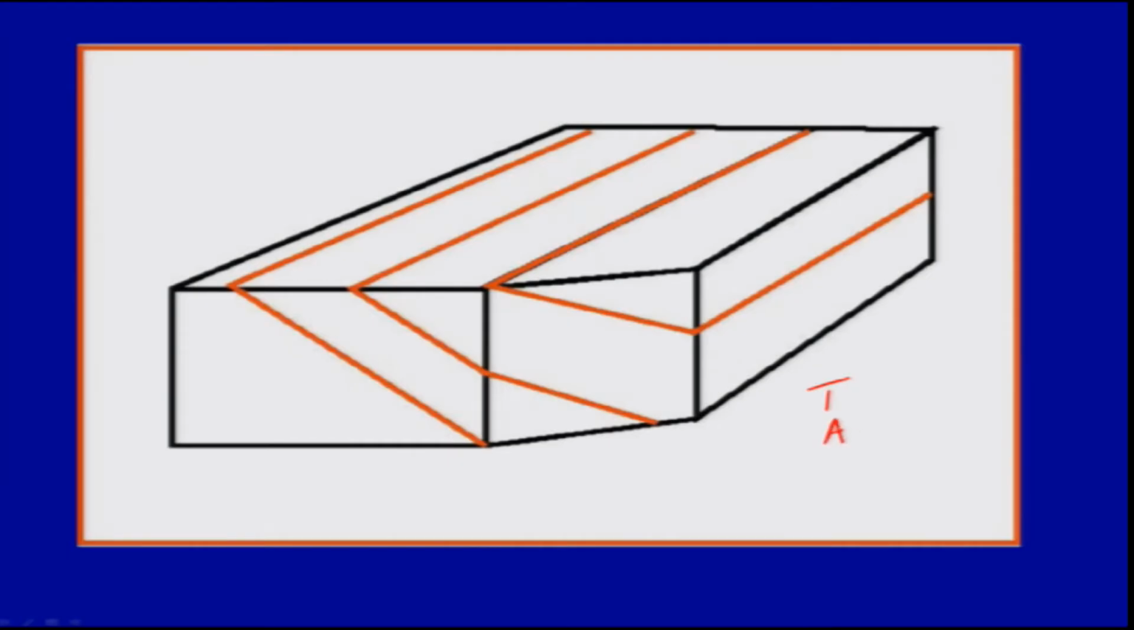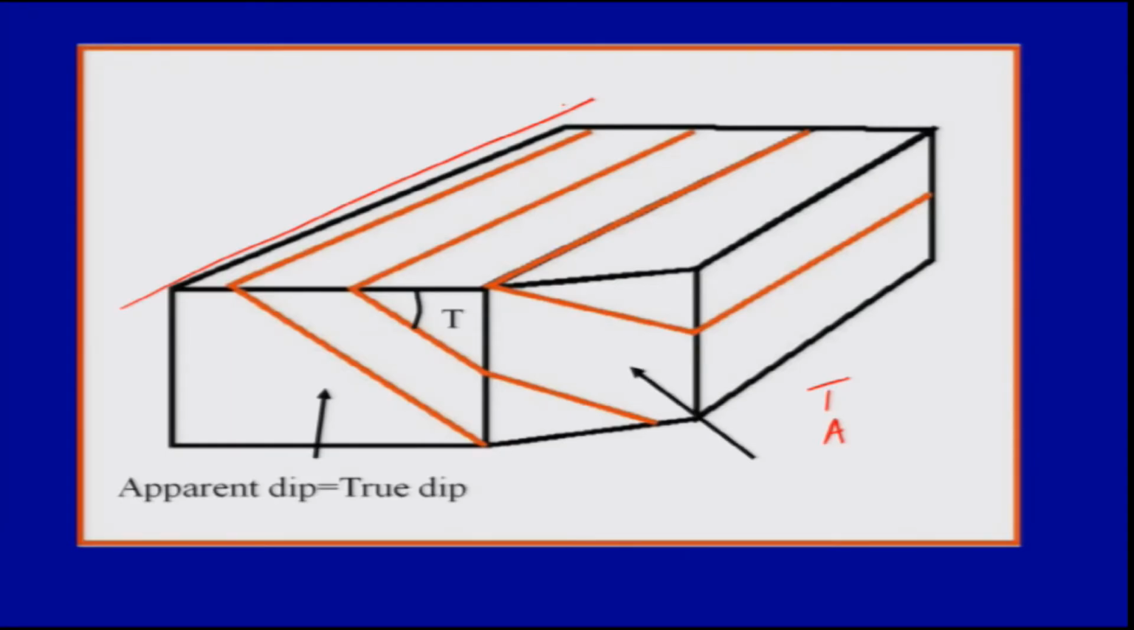Here is an example. If you are measuring exactly perpendicular to the direction of the strike, because this will be your strike here, that will give you the true dip. So here the apparent dip and true dip are almost the same. But if you are looking at a slightly oblique face with respect to the inclined beds or the strike, then you have an apparent dip which is less than the true dip.